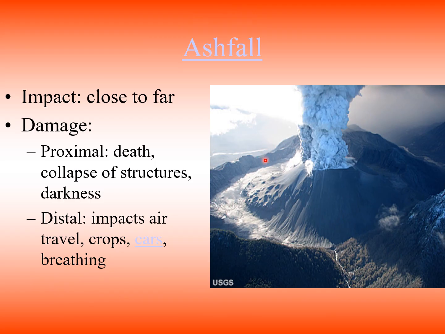The impact of ash falls is close to far away. These plumes choke out forests and can damage structures, cover things up around the volcano. But then that plume, if it gets high enough up into the jet stream, can travel all over the place. It can travel across the whole planet, essentially.